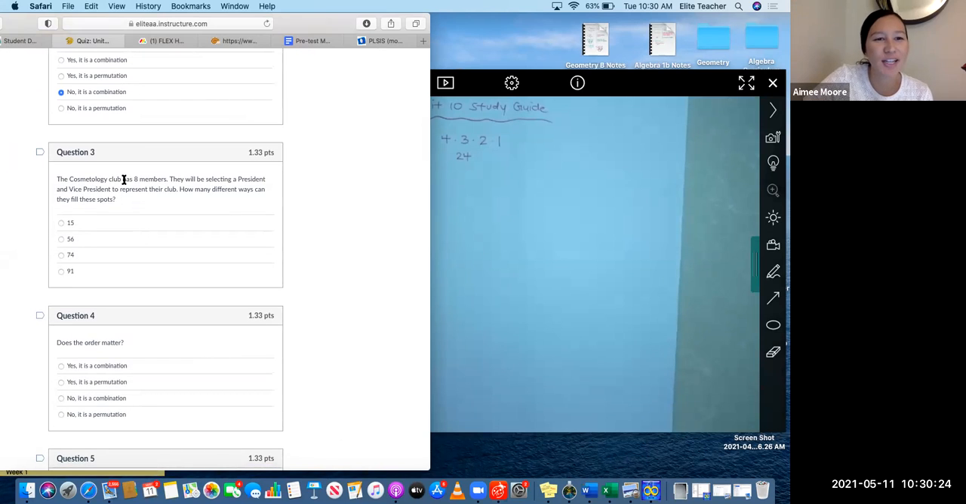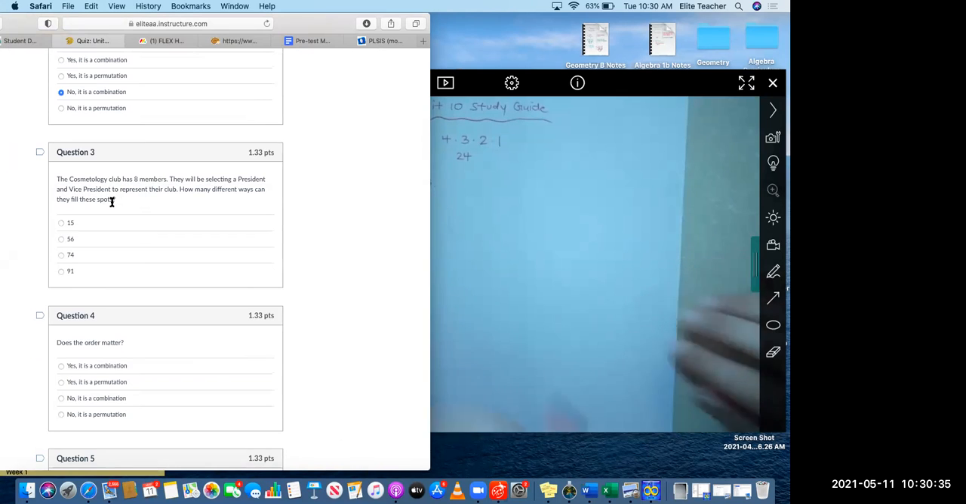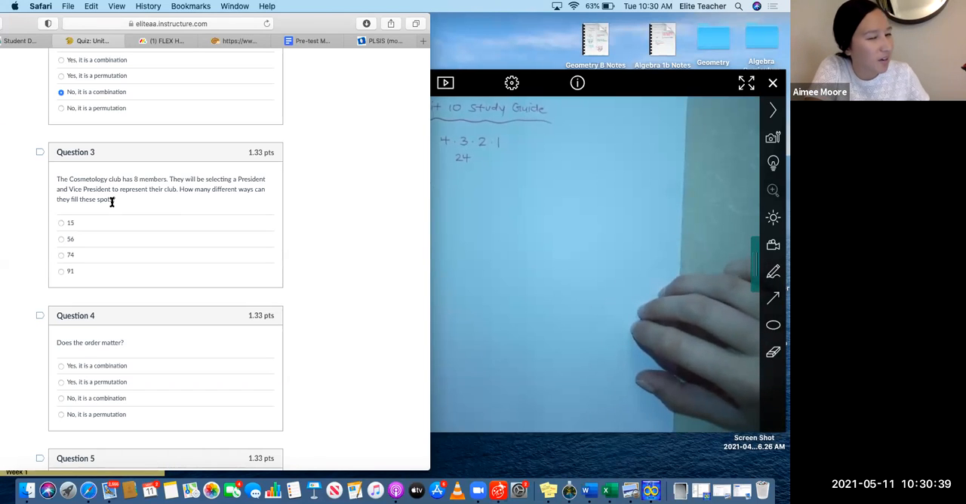Okay, the Cosmetology Club has 8 members. They will be selecting a president and vice president to represent their club. How many different ways can they fill these spots? So does the order matter? Yes. So if the order matters, what is it? A permutation or a combination?